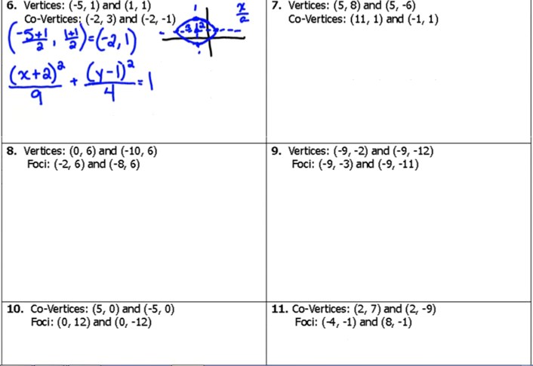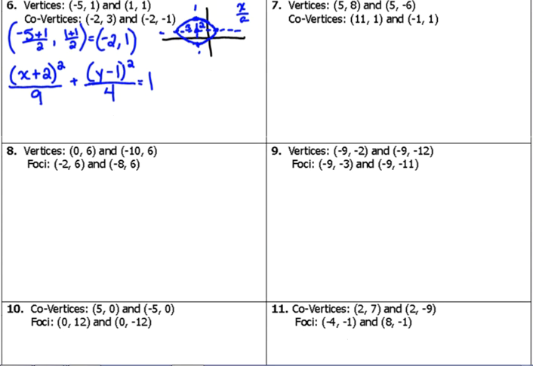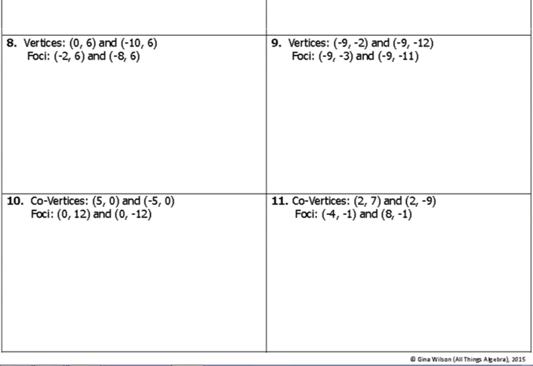Okay, let's look at number 8. Well, no, let's not do number 8. Let's do a different one. Let's do number 11. Actually, I changed my mind. I want to do number 10 because I want to do a vertical one. We haven't done a vertical one yet. All of the ones that we've done have been horizontal.